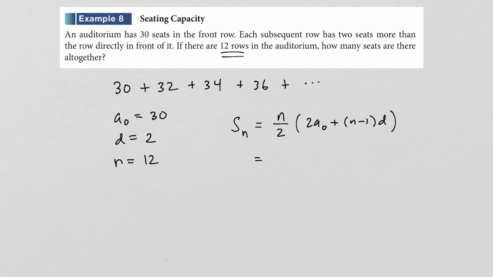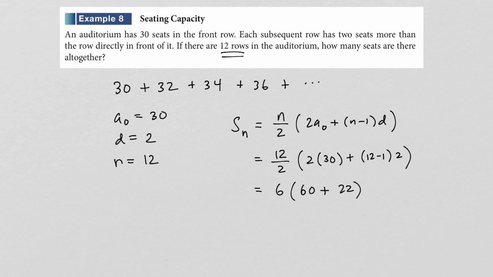So if we apply that, what we have here is 12 divided by 2 multiplied by 2 times 30 plus 12 minus 1 times 2. So this is 6 times 60 plus 11 times 2 is 22. So this is 6 times 82. And 6 times 82 is 492. So this particular auditorium has 492 seats.